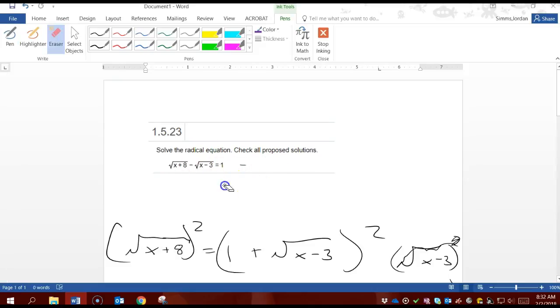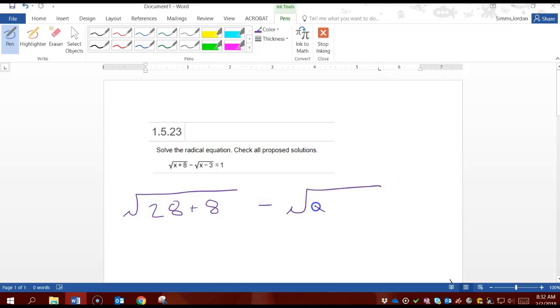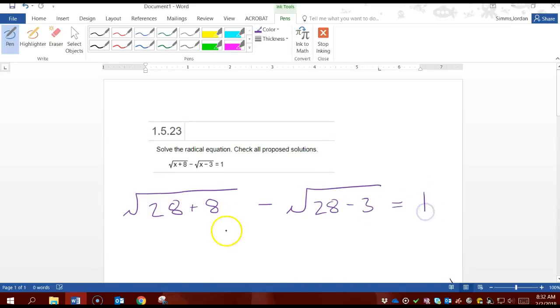Let me erase all this mess. And we'll substitute 28 in for x and see what we get. So instead of root x plus 8, we have root 28 plus 8 minus root 28 minus 3, and that should equal 1 if we did that right.